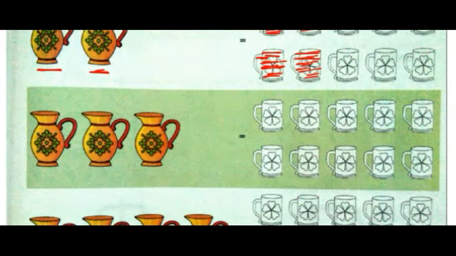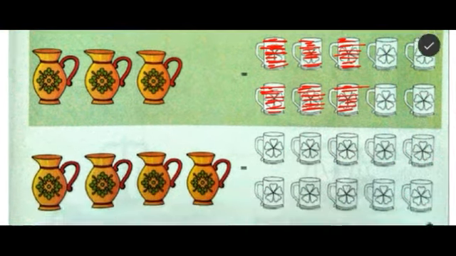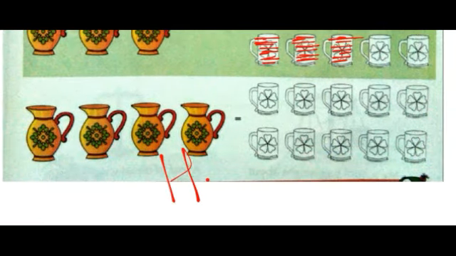Now here are 3 jugs. If one jug holds 2 mugs of water, then 3 jugs will hold 6 mugs. So let's color it. 1, 2, 3, 4, 5, 6. You need to color it properly. So 3 jugs will hold 6 mugs of water. Now I would like you all to try this last one as homework.